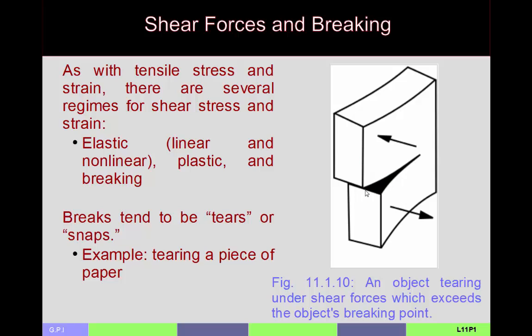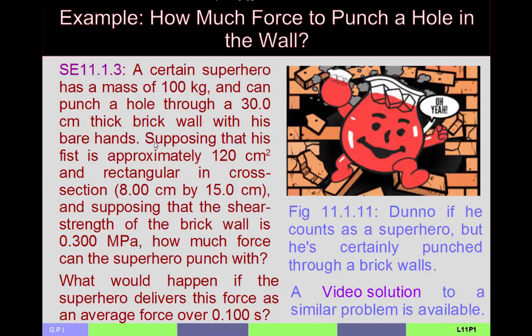It means basically that two consecutive layers within the solid now slide across from each other. So one example of breaking an object via shear forces actually would be punching a hole through a wall. So if you punch a hole through a wall, you break the wall. But you break the wall because layers of the wall end up sliding across each other.